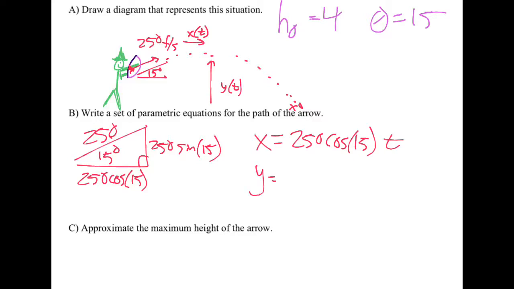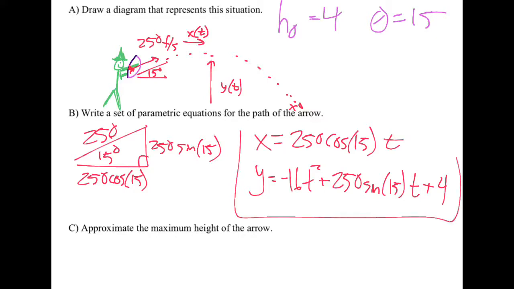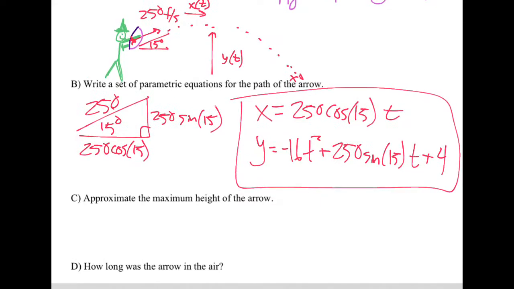And y, we have our vertical motion model. So we're talking about feet, so negative 16t squared, plus our vertical v naught, which is 250 sine of 15, times our time, plus our starting height, which we found was 4. So we have now our parametric equations, and it says approximate the maximum height of the arrow.